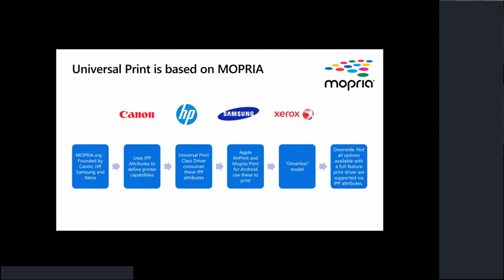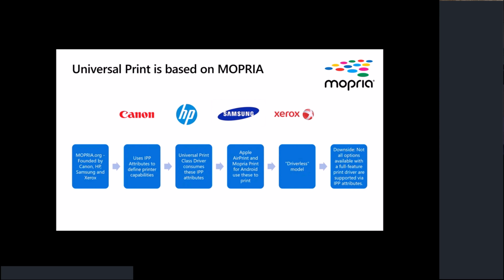And so Canon, HP, Samsung, and Xerox came together and said, hey, how are we going to deal with this type of situation, and what are we going to do? And so they came up with Mopria, an open source service called IPP attributes. What it means is that the attributes of the printers are published through this Mopria service in such a way that the system knows what the printer is capable of without having to install a driver on the local machine.